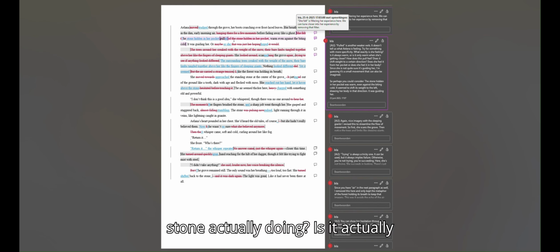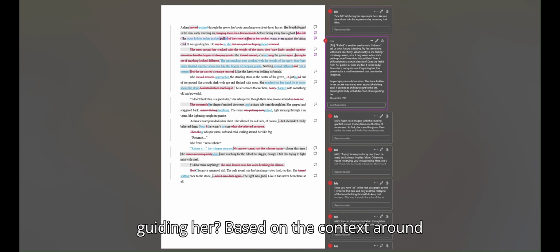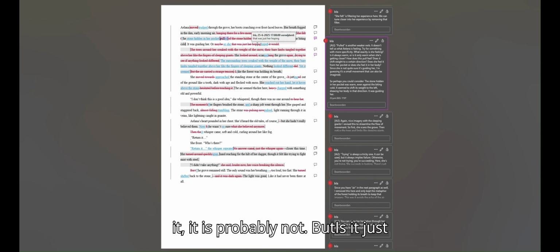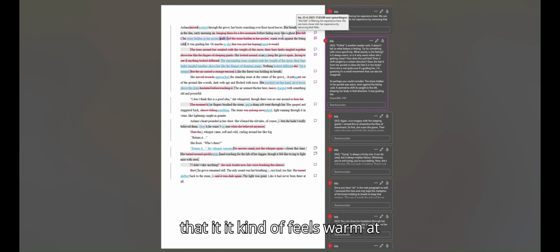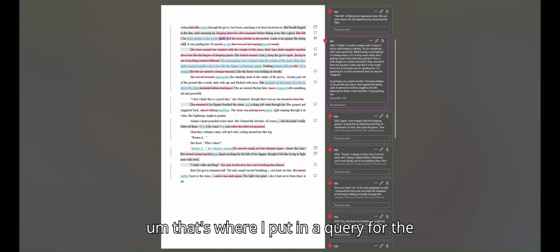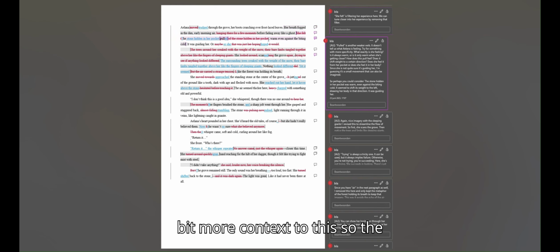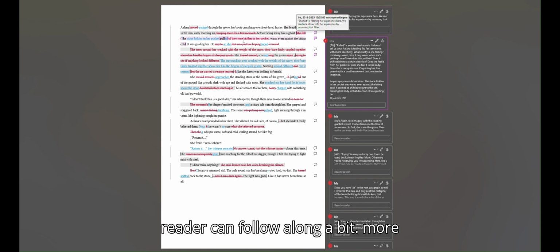Like, what is that stone actually doing? Is it actually guiding her based on the context around it? It's probably not. But is it just that it kind of feels warm at some points when it shouldn't? Is there some kind of magical thing to it? Does it shift weight? What does it actually do, right? Is it even a little bit guiding her or not? So that's where I put in a query for the author to specify that and add a bit more context to this, so the reader can follow along a bit more clearly.